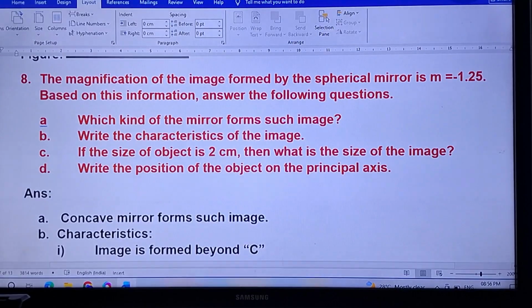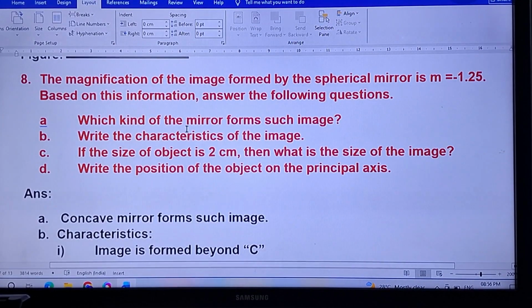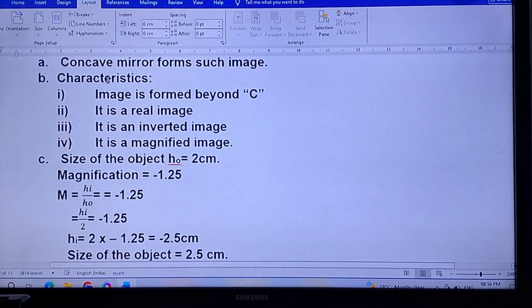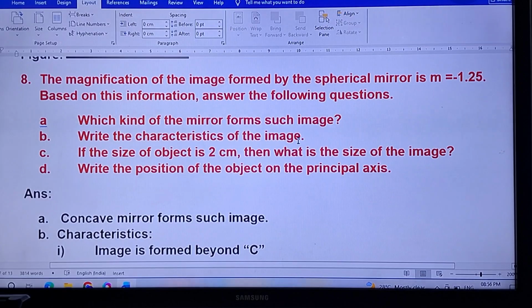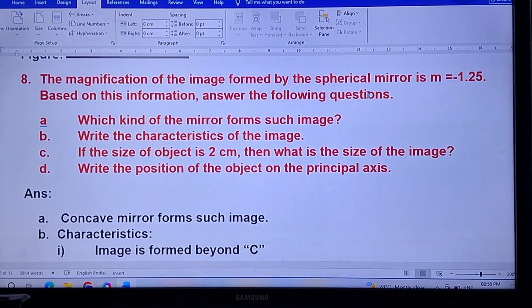So let us see what questions they have asked. Which kind of mirror forms such an image? Definitely a concave mirror forms such an image. Write the characteristics of the image. Image is formed beyond C. It is a real image. It is an inverted image. It is a magnified image. I told you 1.25 means it is more than 1, so it is a magnified image. Minus indicates that it is an inverted image.